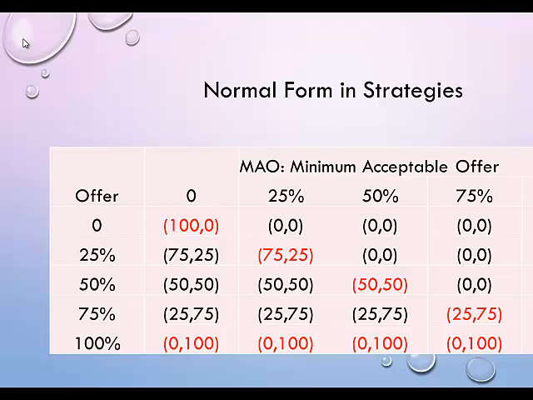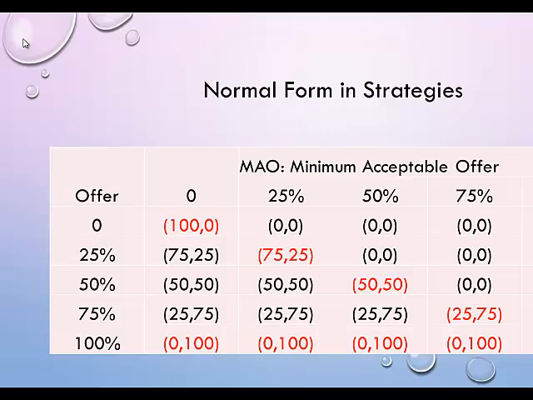Now if the minimum acceptable offer is 25, then the best offer is again 25. So it's always true that whatever the MAO, your best offer is to offer him that one, because if you offer less, then both people will get 0, and if you offer more, then you will not maximize your payoff. So along the diagonal we have all the minimum acceptable offers, all the best strategies. Now that's the best strategy for the proposer given the MAO.